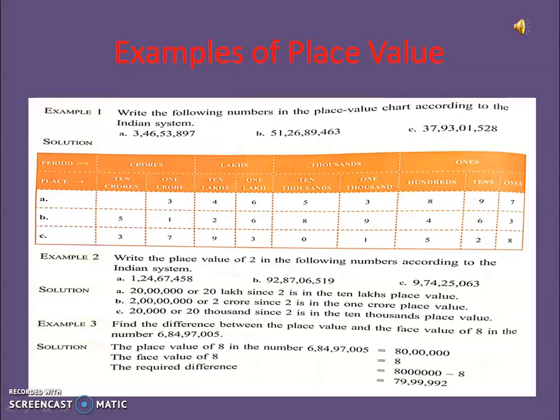Now we have to subtract 8 from 80 lakhs. So after subtraction we will get 79 lakhs 99,992. Okay.